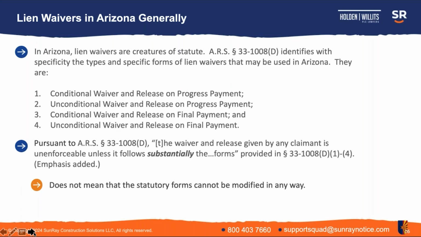In Arizona, lien waivers are a creature of statute. ARS 33-1008D identifies with specificity the types and specific forms of lien waivers that may be used in our state. They are first, the conditional waiver and release on progress payment. Second, the unconditional waiver and release on progress payment. Third, the conditional waiver and release on final payment. And fourth, the unconditional waiver and release on final payment.